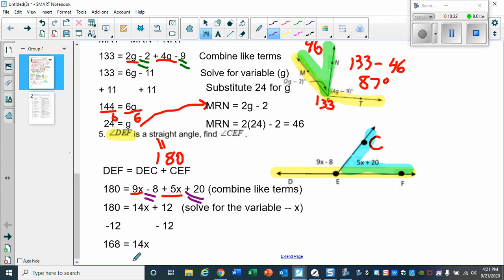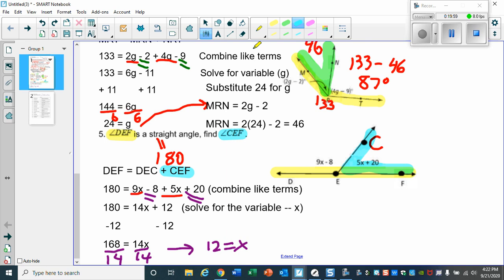So then divide both sides by 14. Here, 12 equals x. 12 now equals x. And then, so we're just looking for CEF. So beware. If you want to do both, that's fine. But if you're just looking for CEF, don't waste your time looking for both.